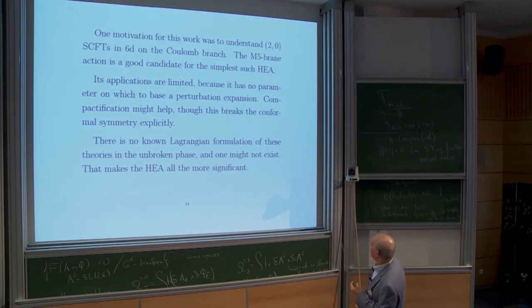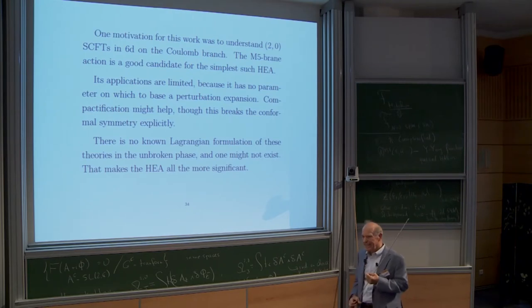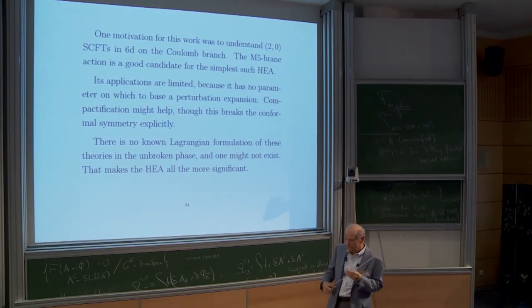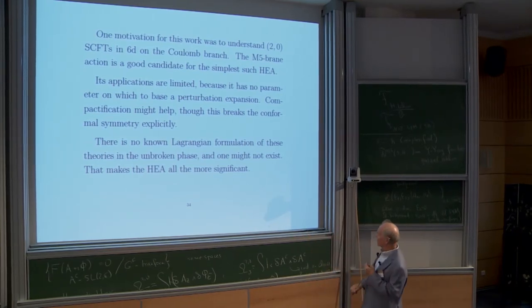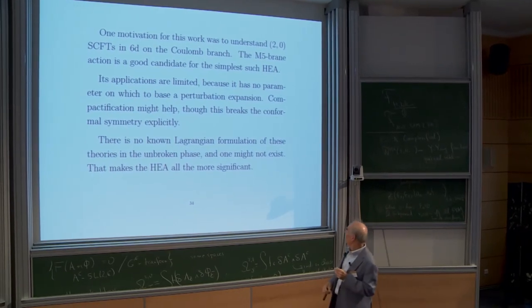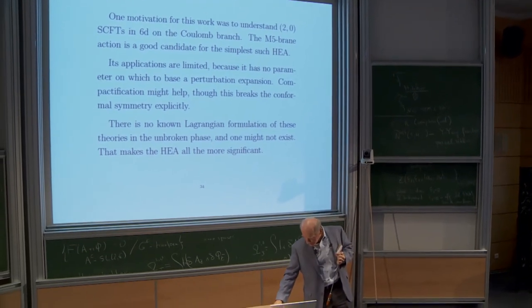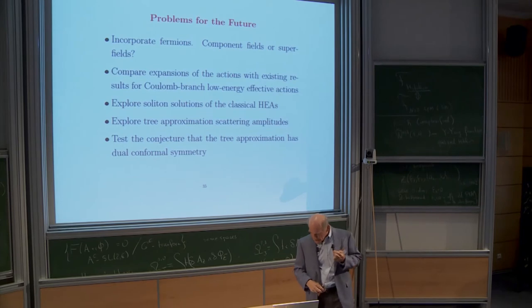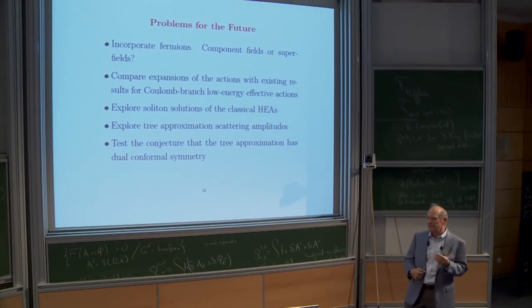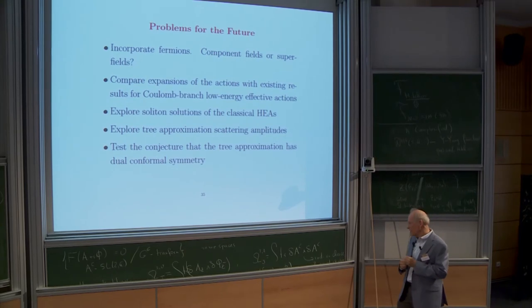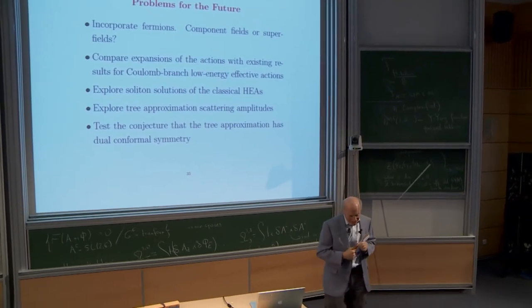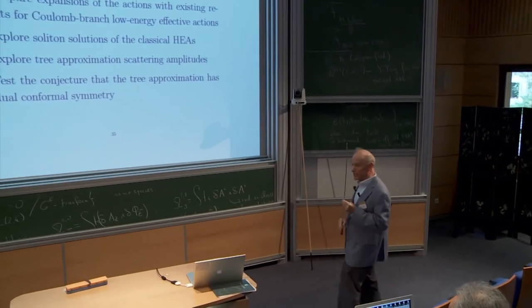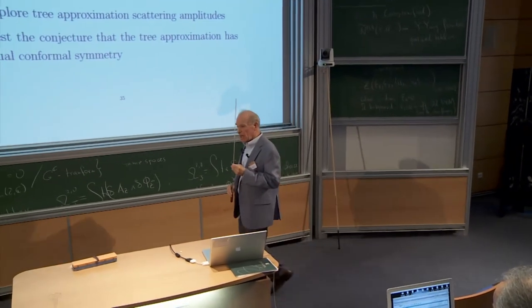Of course, when you do that, you're going to be breaking the conformal symmetry explicitly. And I'm a little uneasy about that. And as I already said, there's no known Lagrangian formulation in the unbroken phase. And it's widely believed that one doesn't even exist. So that makes this formula more significant, perhaps. So all this is obviously very speculative. The reason that I'm sticking my neck out and saying that the speculation should be taken seriously is because these systems have so much symmetry that I think that's very constraining.